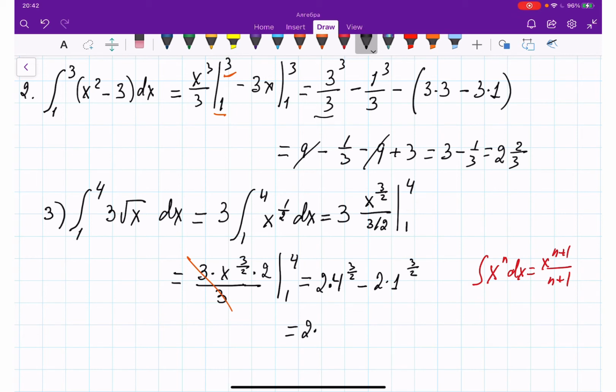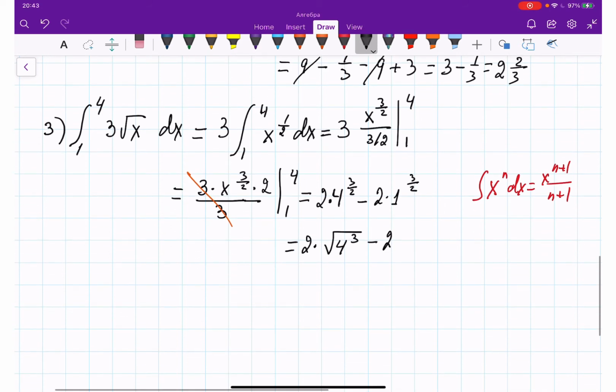Twice. So 4 to the power 3 over 2, it's going to be the square root of 4 cubed, right? Minus 2. 1 to any power is going to be 1. Okay, how much is 4 cubed? It's going to be 2 times the square root of 64. Yes? Minus 2, and that's going to be equal to 2 times 8 minus 2. 16 minus 2, we are getting 14. All right, moving to the next question.